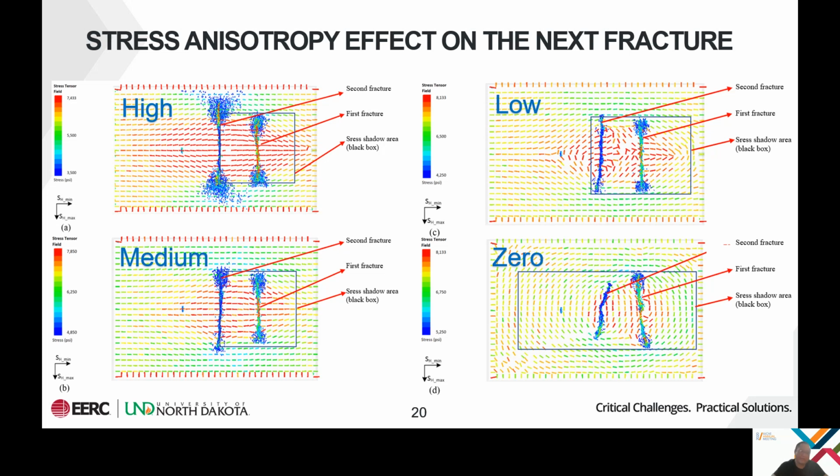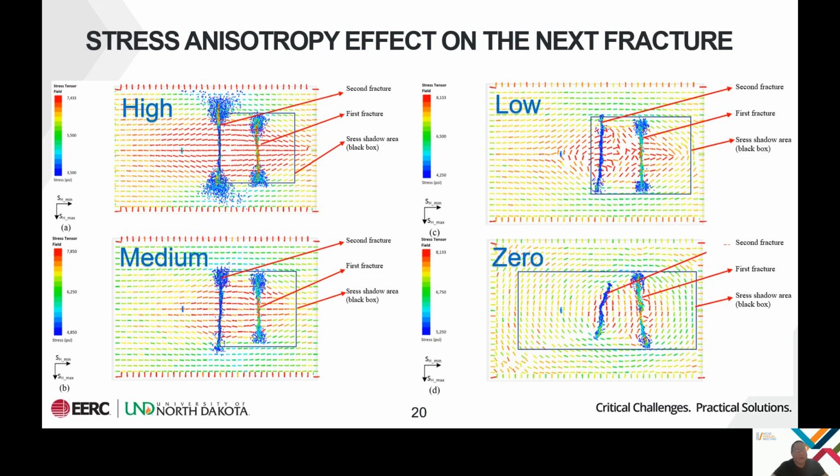We have the fracture spacing of 260 feet. So when we build the high case, it's far enough. The stress shadow doesn't impact the next fracture propagation. For the medium, it does not really impact much, but it has more impact compared to the high. But when we go lower and lower, let's say we go to 0, as we can see, the fracture reorients and is also contained because it grows shorter. So the stress shadow does impact the next fracture propagation.